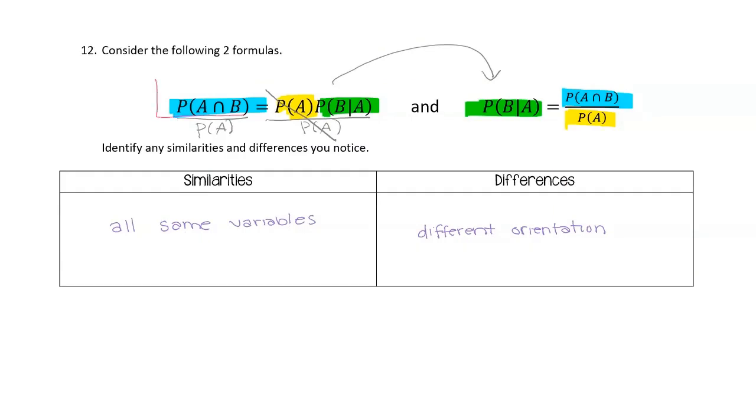We already know this first formula because we learned it a couple lessons back, but we haven't seen this second formula. As we discussed previously, these are the same. They have the same variables. They're just solving for a different variable. So this one on the left is solving for the probability of A and B. This one on the right is solving for the probability of B given A. This one on the right is called conditional probability.